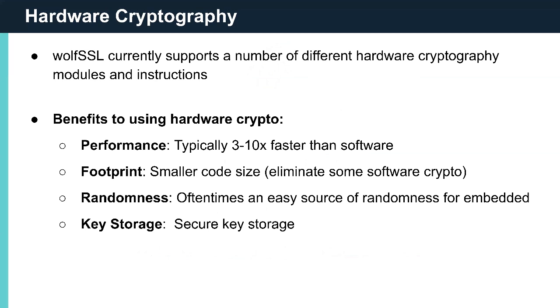Benefits to using hardware crypto are performance. Typically, your performance will be 3 to 10 times faster on an embedded device than just using software. Your footprint size will be smaller by allowing you to compile out some of the software crypto. You'll have better randomness. Oftentimes, there's a TRNG available in hardware that you can use to seed our PRNG. And in the best case scenario, you also have secure key storage available in the hardware in the format of a secure enclave or a secure element or a TPM module.